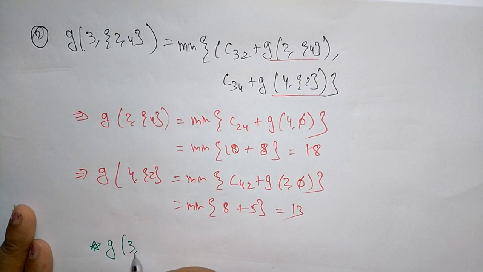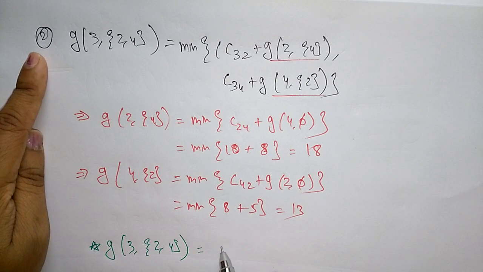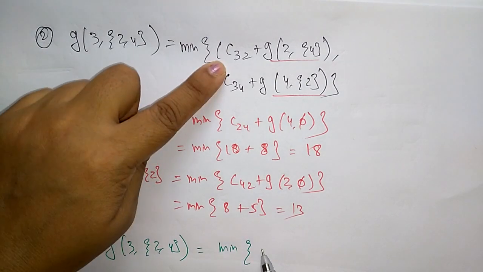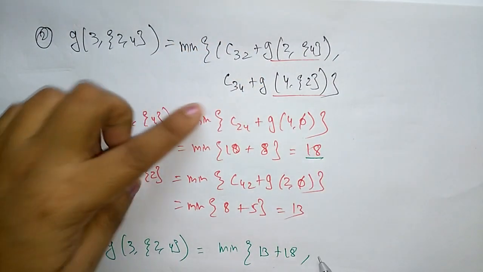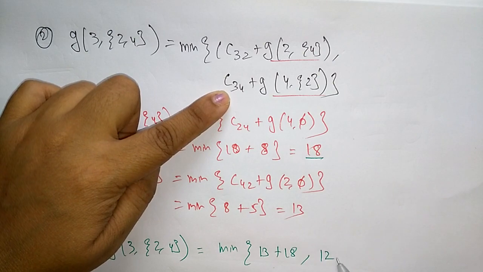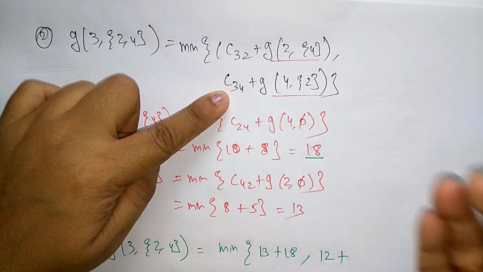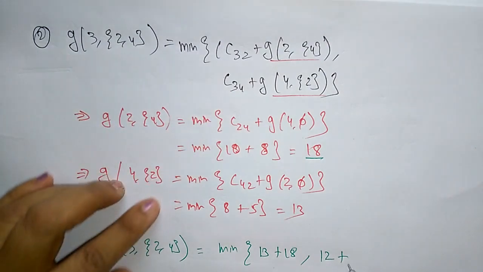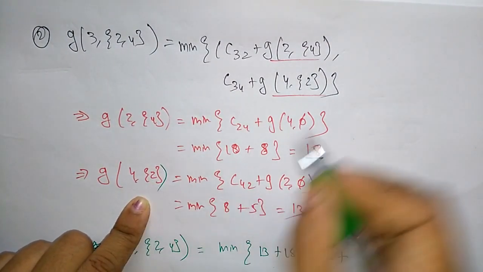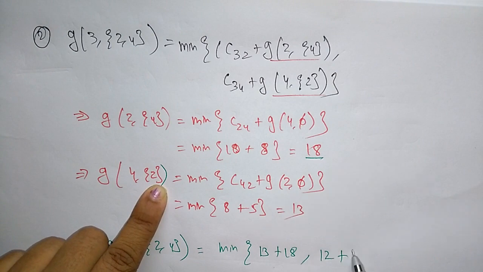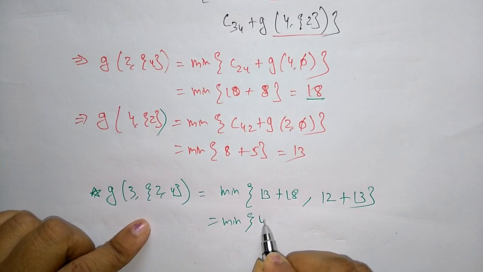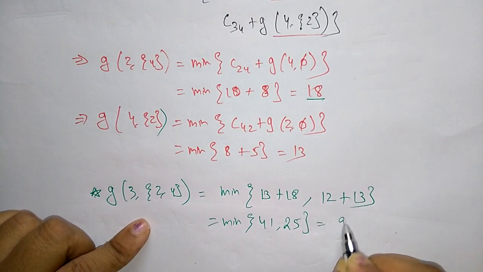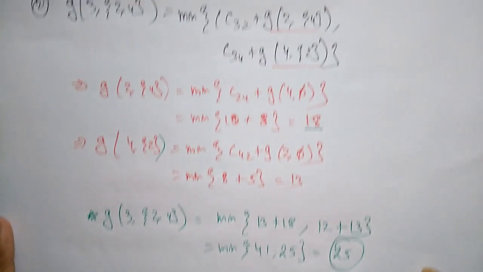Finally g of 3 comma 2 4, for this second equation, we get the minimum of C32, which is 13, plus g of 2 comma 4, which is 18, and C34, which is 12, plus g of 4 comma 2, which is 13. From this the minimum of 41 and 25 is 25. So the second value is also obtained.